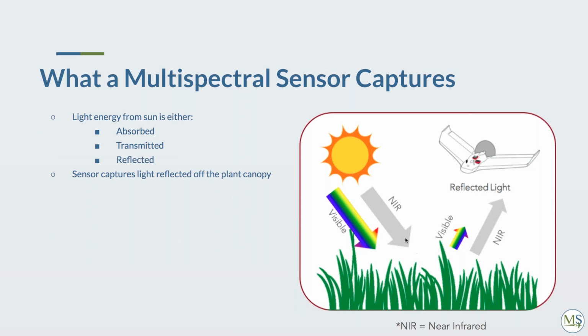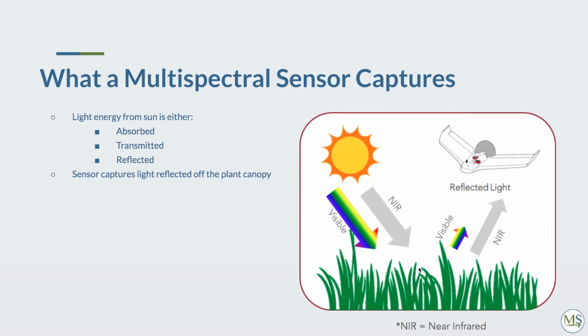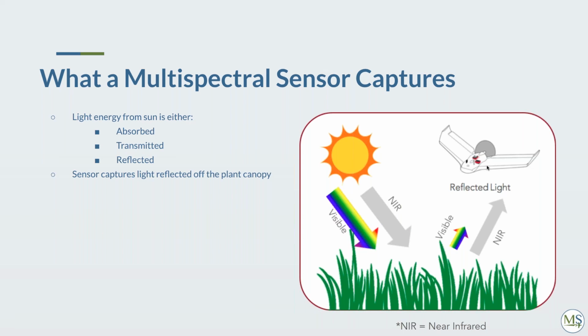So specifically in multispectral imagery, we're looking at visible and near infrared light. That light's hitting a plant canopy. Some of that light's getting absorbed by the plant to be used in photosynthesis. Some of it's getting transmitted. The data that's getting reflected is what we care about, and that's giving us an indication of the physiology of that plant canopy on that given day.